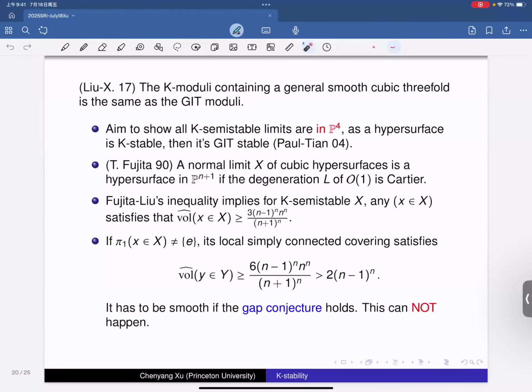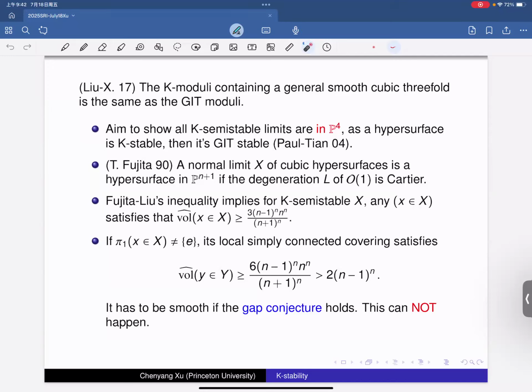But how about others? Let's take the example of the cubic threefold. Yuchen and I show that the K-moduli in this case is the same as the GIT moduli. To get this, the upshot is to show, because we already know the K-moduli is proper, so you always have a limit, that all the limits live in P4.